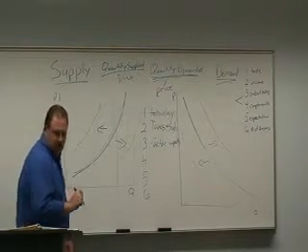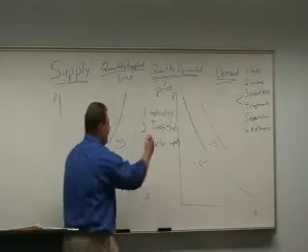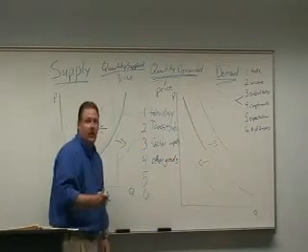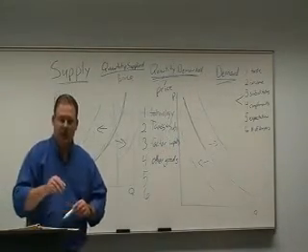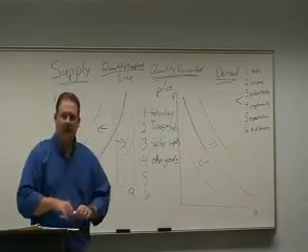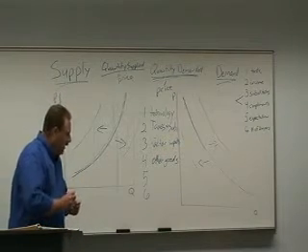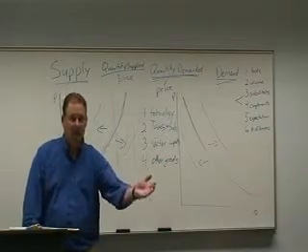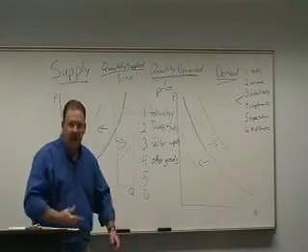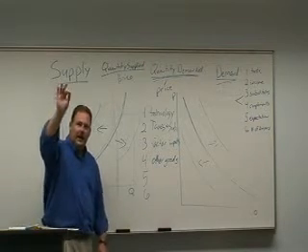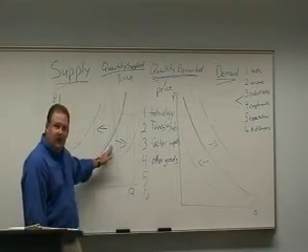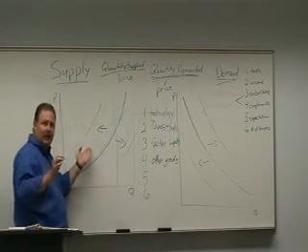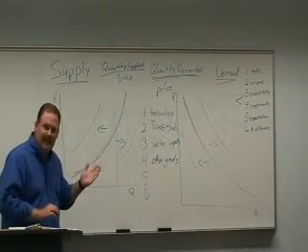Okay? The next one is other goods. What this really means is what you could be doing instead of that. A prime example here would be in the agricultural markets, where you could plant either wheat or corn. If the price of wheat goes way up, what will happen to the supply of corn? It'll go down because everybody will be planting wheat instead.